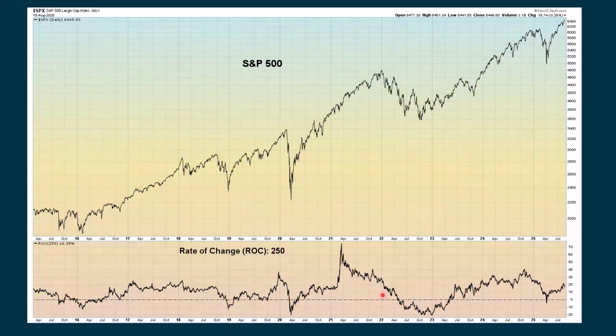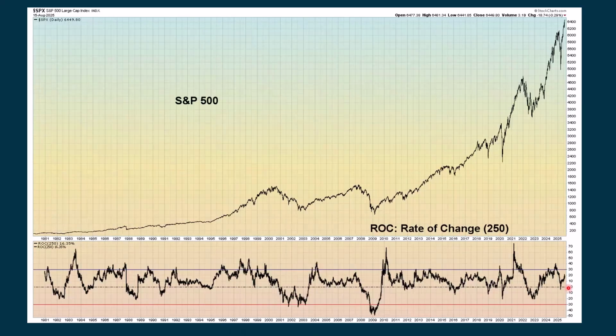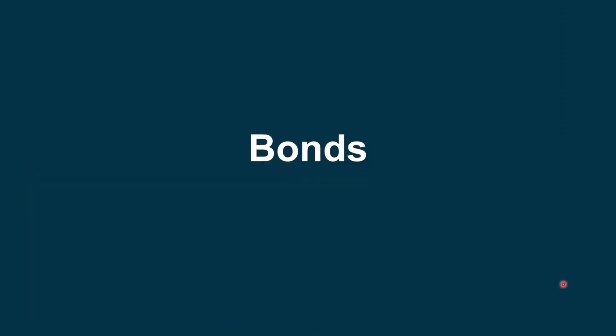Rate of change charts long term based on 250 periods. Even though we declined a little bit here, we're still looking at the bigger picture, which is positive. This is also 250 periods, but it goes back to 1980. This is also looking positive in the longer term.